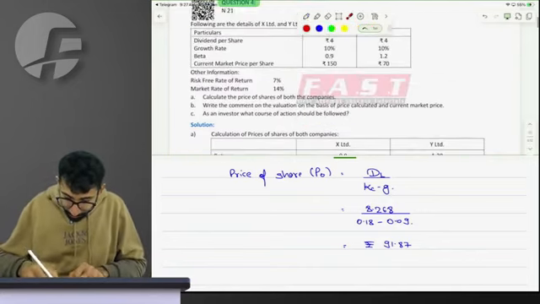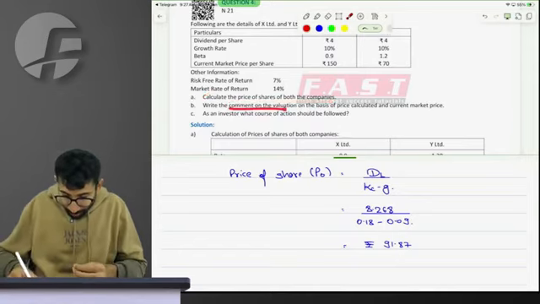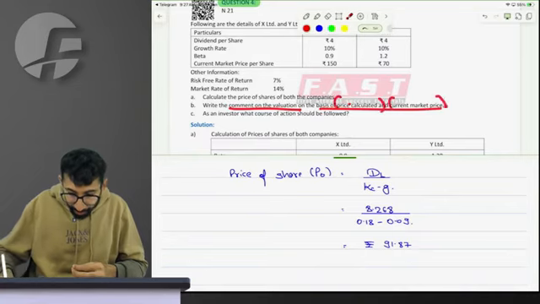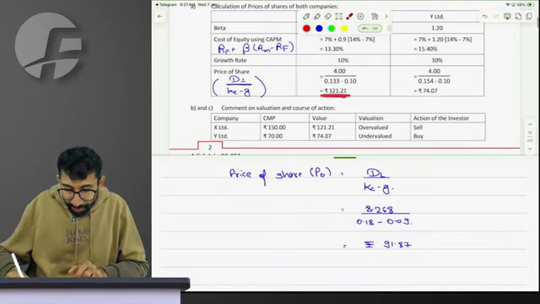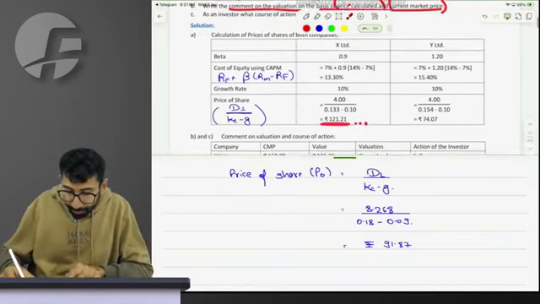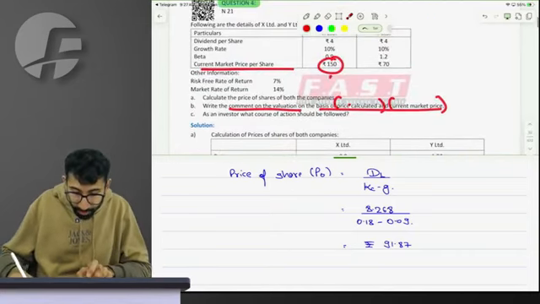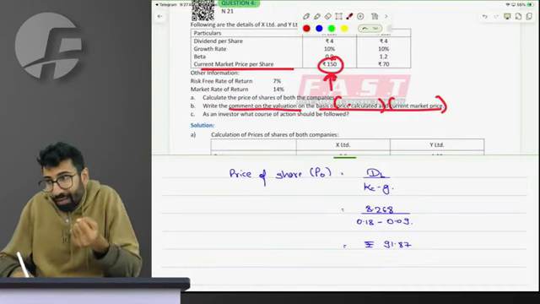The first part of the question is calculate the price of the company. Fine. Second part, comment on the valuation on the basis of price calculated and the current market price. The current market price is 150. The price that we calculated is 121. Answer my question in true or false. Since price that I calculated is less than the price which is there in the market, 150, I can say the share is undervalued and I should buy it.